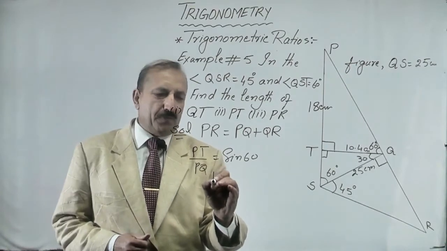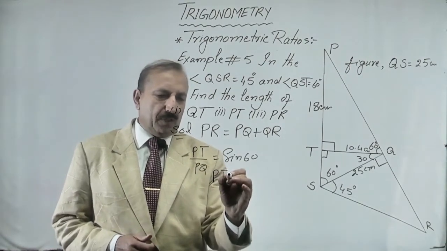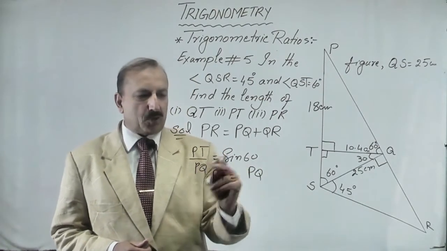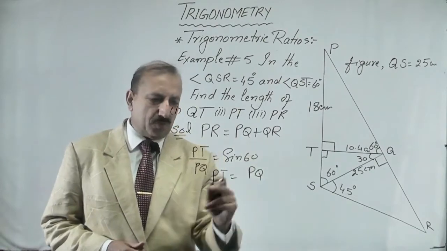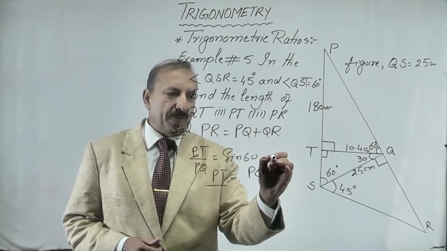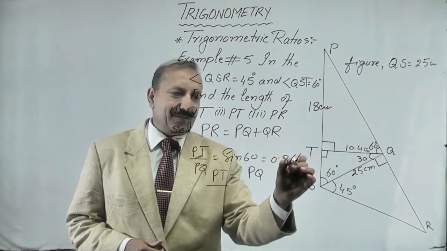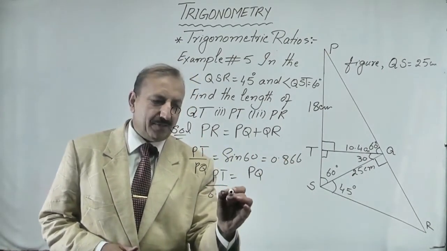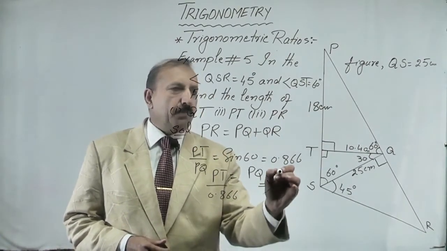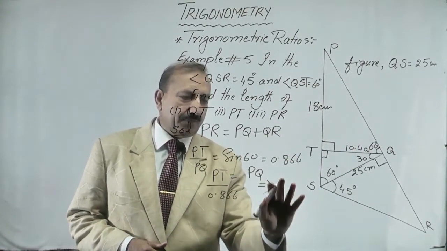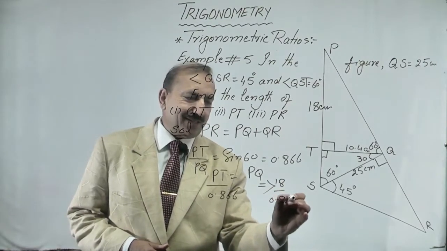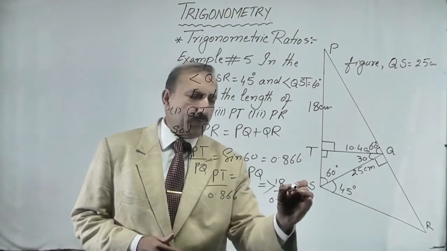So therefore PT will be equal to, this is PQ, I have cross multiplied, and this value I cross multiplied here as a denominator, its value is equal to 0.866, and therefore PT we have 18, this is 18 over 0.866 will be equal to PQ here.